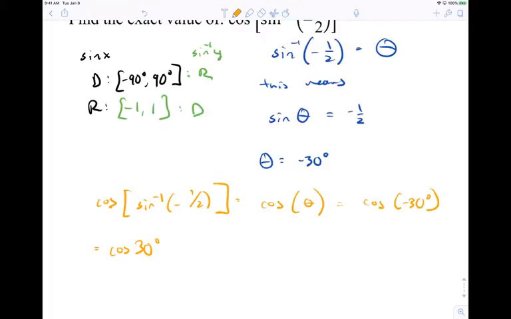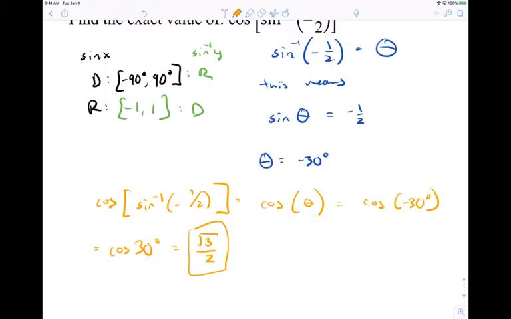So now what's cosine of 30? Yeah, that sounds right: square root of 3 over 2. I think this is okay. The only thing I can think that might be off is the plus or the minus. I'm trying to think if I'm missing anything.